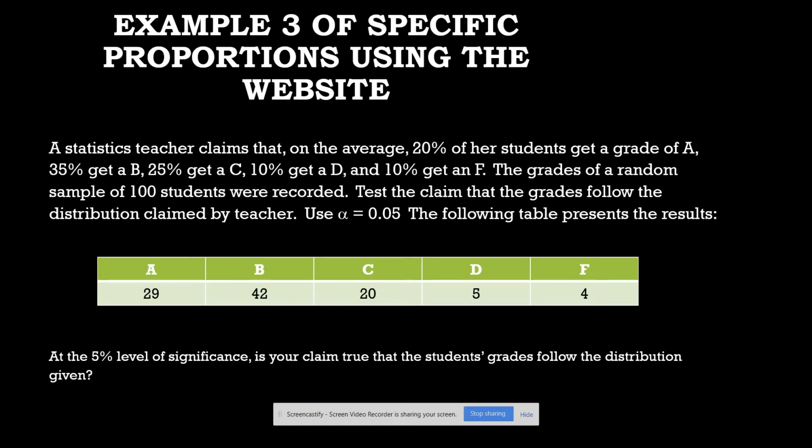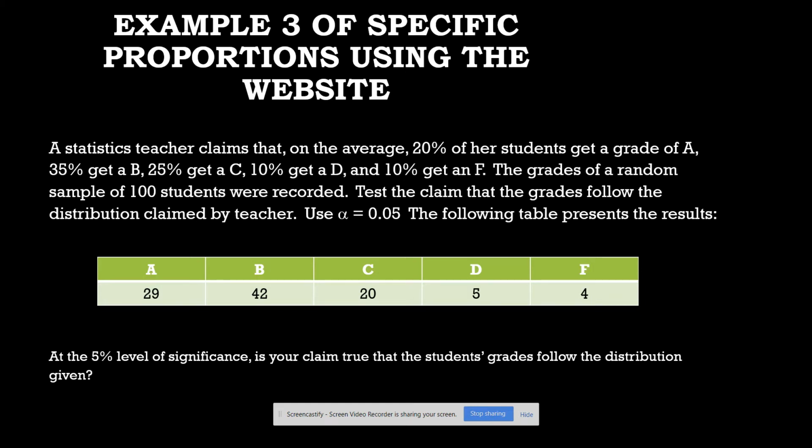Hi, let's go ahead and do example 3. So now we're using specific proportions using the website. A statistics teacher claims that on average, 20% of her students get A's, 35% get B's, 25% get C's, 10% get D's, and 10% get F's. The grades of a random sample of 100 students were recorded. Testing the claim that the grades follow the distribution claimed by the teacher, use a level of significance of 0.05.